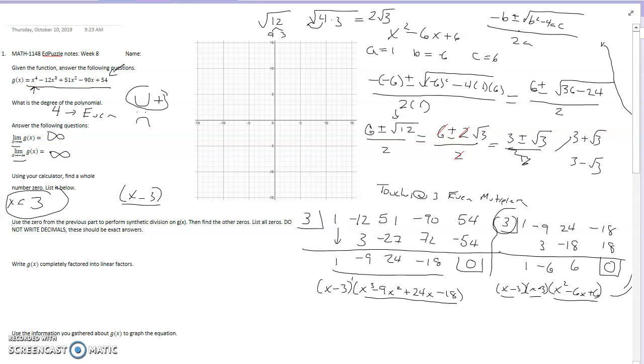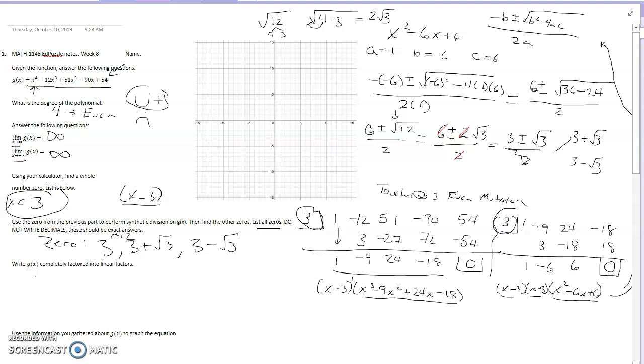So down here, it asks us to list all the zeros. So our zeros here are going to be x is equal to 3, right? Because that was our first one we found. x is equal to 3 plus radical 3. And x is equal to 3 minus radical 3. Remember, this one, x equals 3, is the one that's multiplicity 2, right? I'll make note of that.